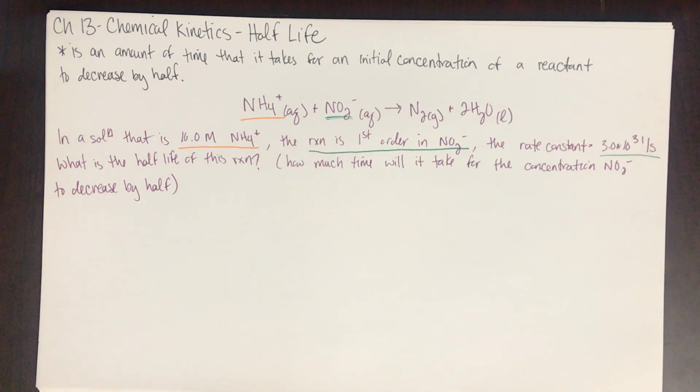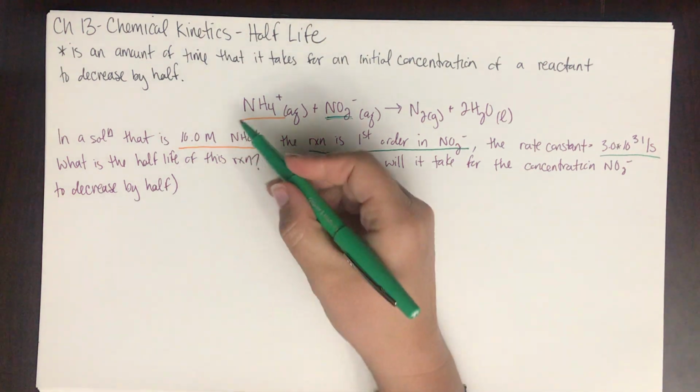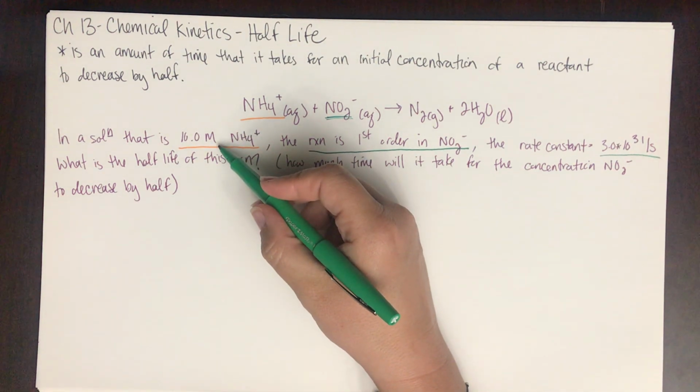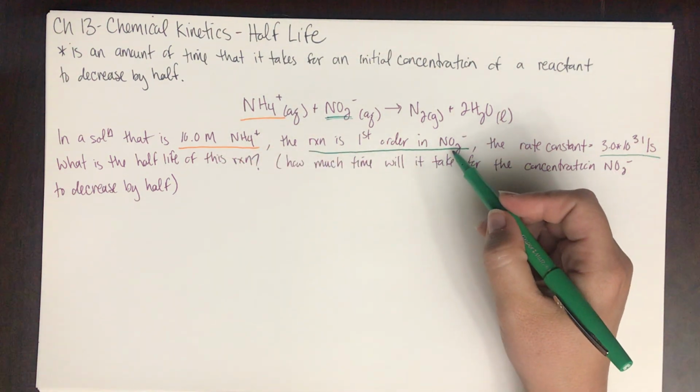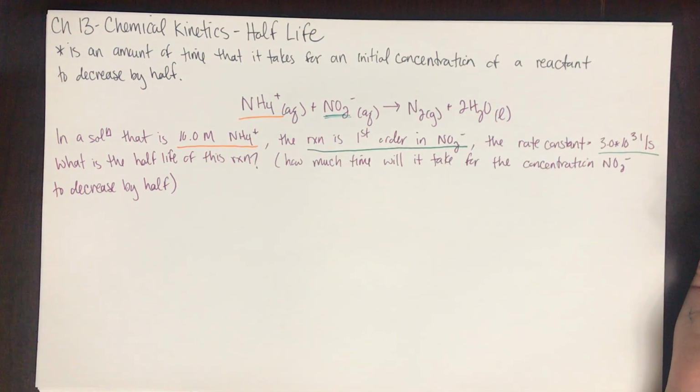And it says, what is the half-life of this reaction? So this is where it could become a little bit confusing, because you might think the initial concentration that you would use in your formula is 10. And it's not, because 10 is not the concentration of the nitrate ion. They don't tell you what the concentration of the nitrite ion is, and you don't need to know because you just need to know that it's going to decrease by half.